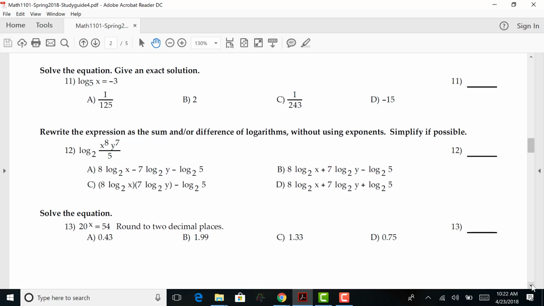If you have the button, you can put this in the calculator just like it is. If you don't have the button, what do you have to put in the calculator? Log 54. Change the base. Okay, so if you don't have a thick calculator that lets you put this in just like it is, you've got to rewrite it and type in your calculator log 54 divided by log of 20. That's called the change of base formula. What's the answer, somebody? 1.33.